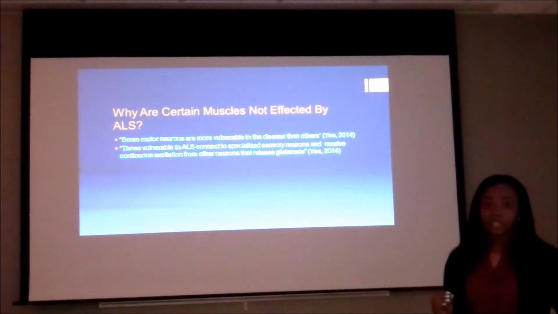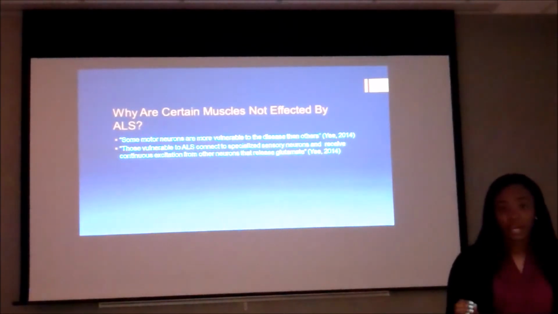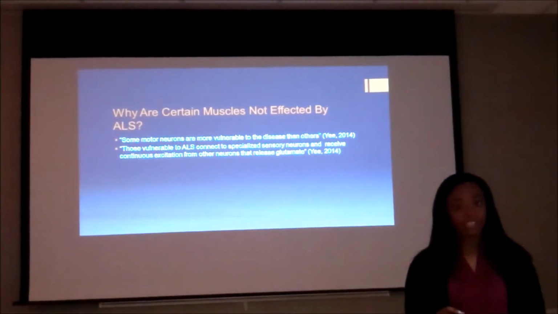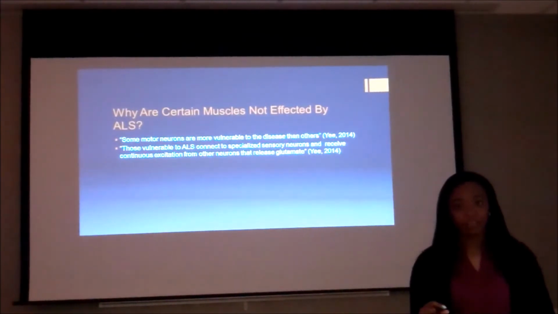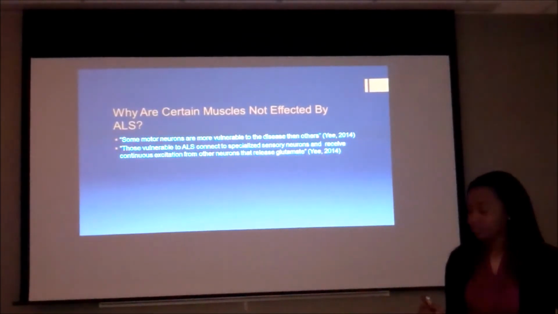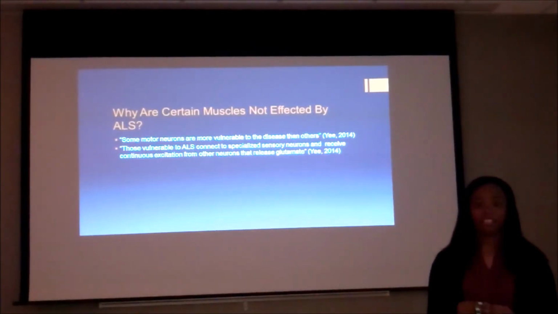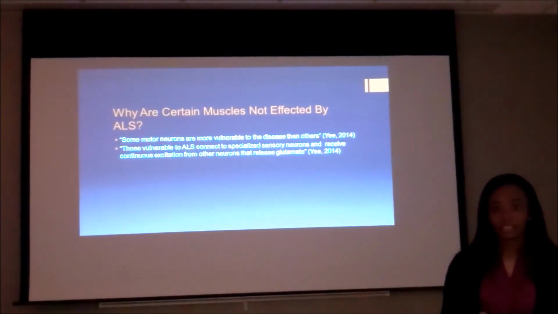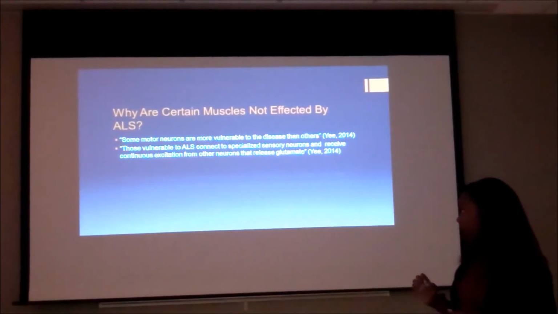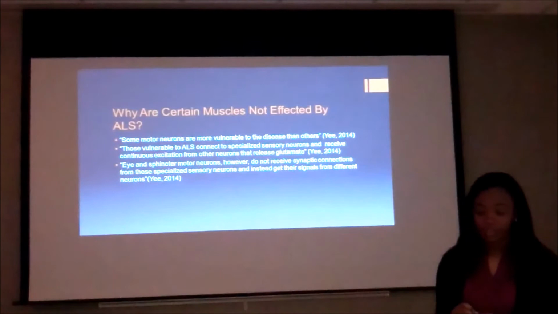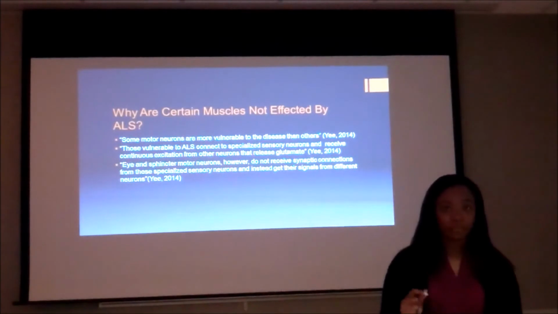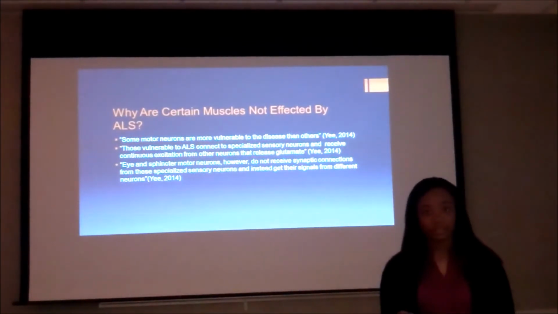It is also important to note that those that are vulnerable to the ALS disease connect to specialized sensory neurons, and they receive continuous excitation of glutamate. And remember that glutamate is an important neurotransmitter that focuses on the motor neurons to release and trigger muscle movement in the glands or the muscles. So in other words, the eye and sphincter motor neurons do not receive connections from the specialized motor neurons. They connect to other motor neurons.